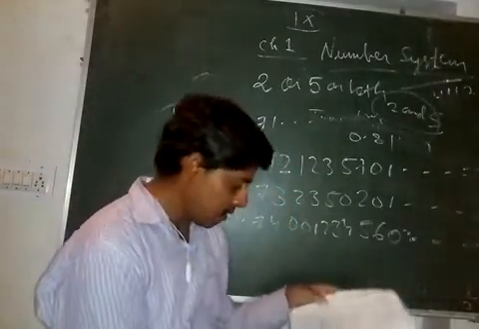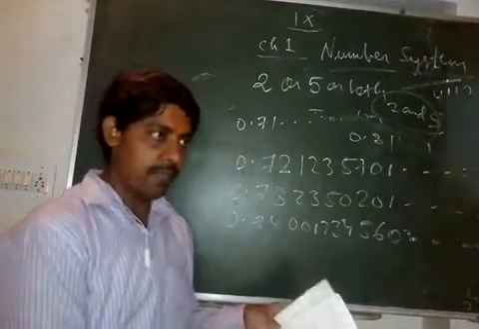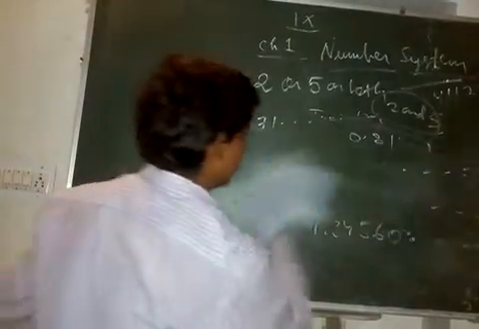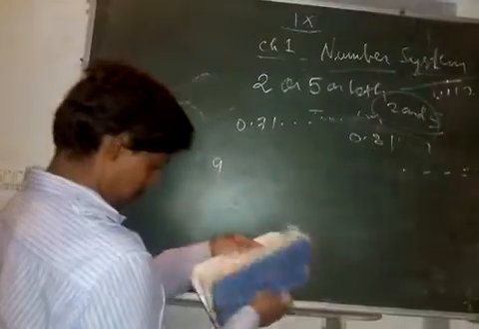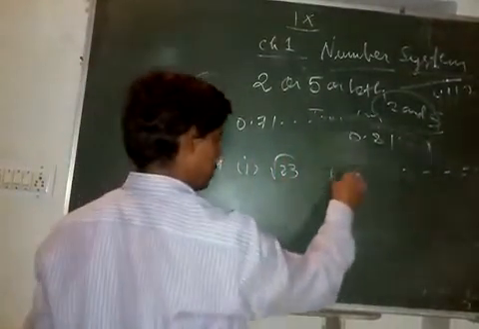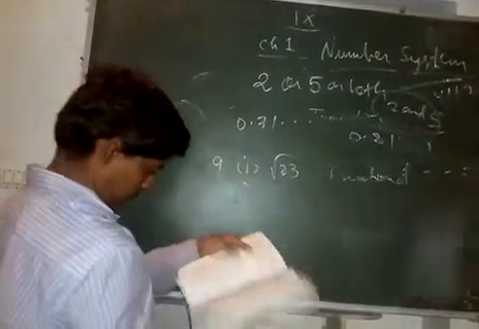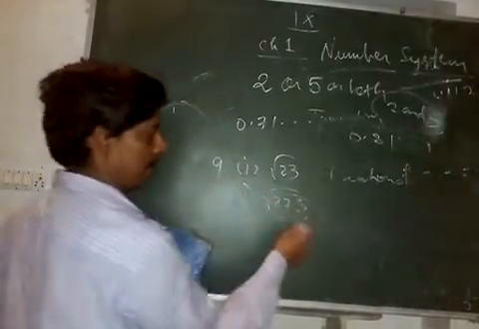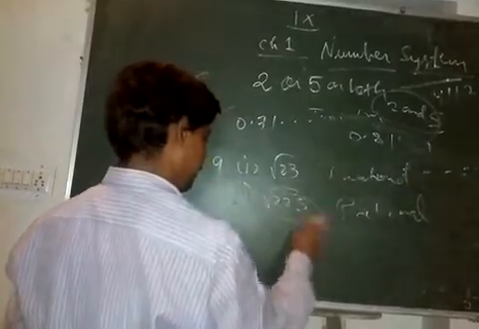Now classify the following numbers as rational or irrational. The root of any number is irrational, but if it is a perfect square, then it is rational. So we are looking at question number 9. First one is root of 23. Now root of 23 is irrational, because it is not a perfect square. The second one is root of 225. 225 is a perfect square. If you do the prime factorization, you will understand. So this is rational because it is equal to 15.